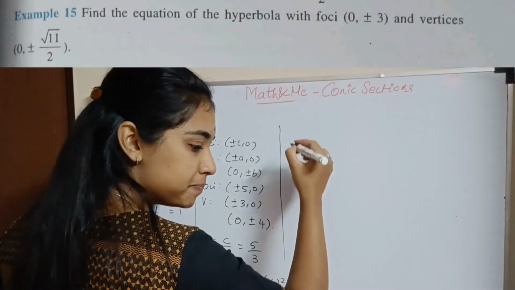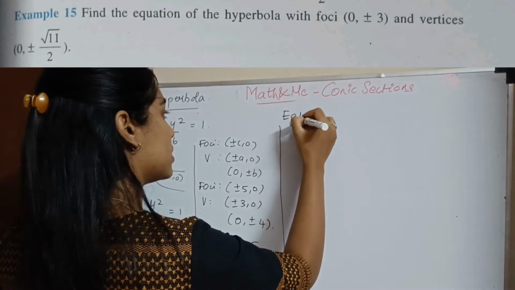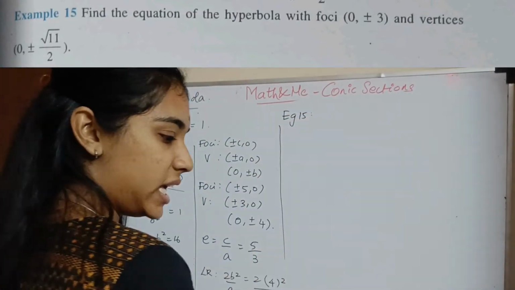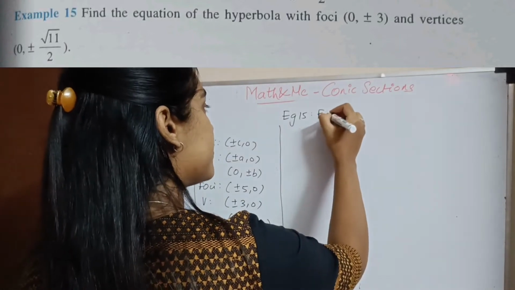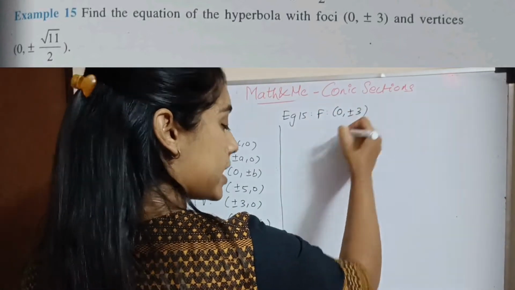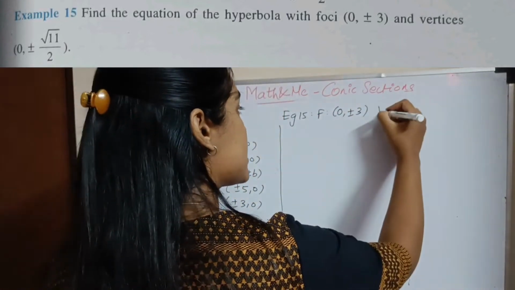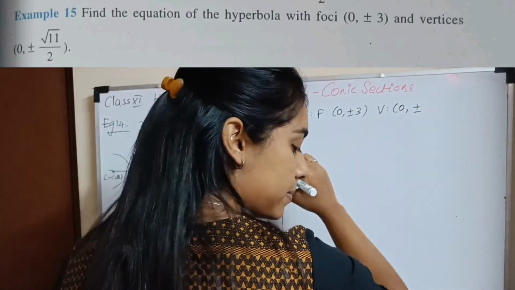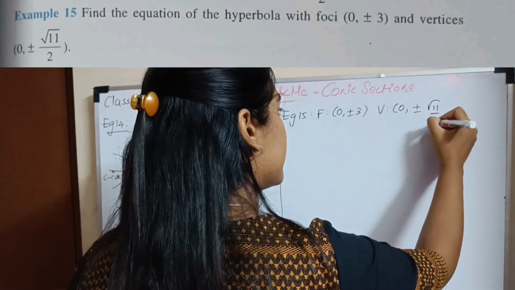Example 15. Find the equation of the hyperbola with foci 0, plus or minus 3 and the vertices at 0, plus or minus root 11 divided by 2.